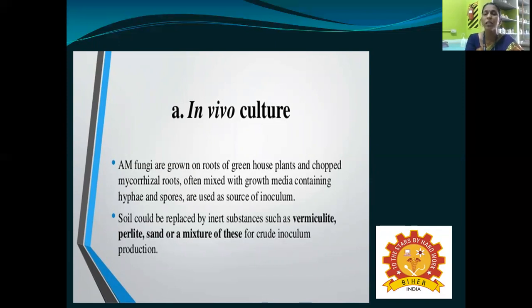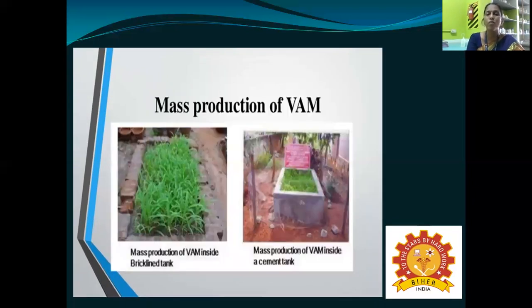If you take the mycorrhizal roots, chop them and often mix them with the growth media. The growth media, especially the hyphae and the spores, is used as a source of inoculum. So the source of inoculum is hyphae and the spores. And the soil could be replaced by an inert substance such as vermiculite, perlite, sand, or a mixture of these for crude inoculum production. This is carried out in the in vivo condition.